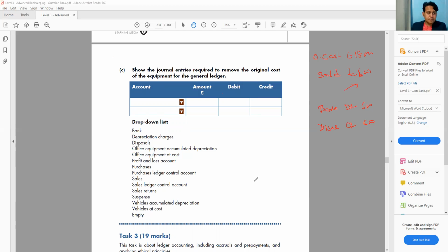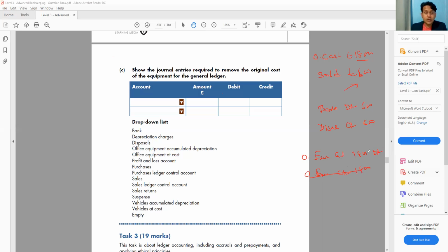The asset we have, 1800 pounds. Remember the cost. If I want to remove it because I sold it, it's not with me anymore. So how am I going to remove it? Normally the non-current asset, the office equipment, that is debit. But if I want to remove it, I make it credit, isn't it? So office equipment, for example, the cost 1800, it was debit because it is an asset. Now if I want to remove it, I make office equipment credit 1800.